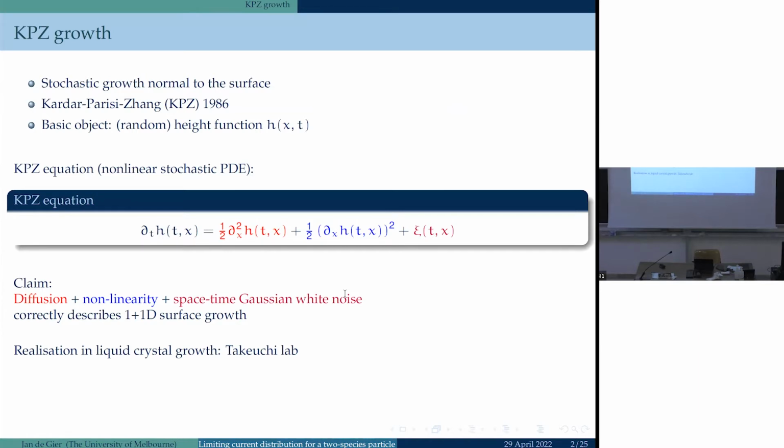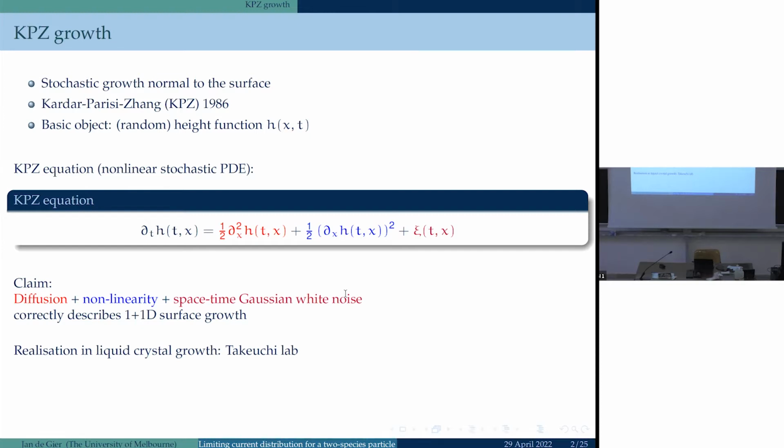And the basic object is that you have a random height function that you'd like to study, and the way it was studied by these people was using a nonlinear stochastic PDE, which is called the KPZ equation, where the rate of change of that height function is given by a kinetic term, and then the growth term is given by this nonlinear term here, and you add white noise to it. And the claim is that if you do this, diffusion plus nonlinearity plus this space-time Gaussian white noise, then that correctly describes 1 + 1D surface growth.